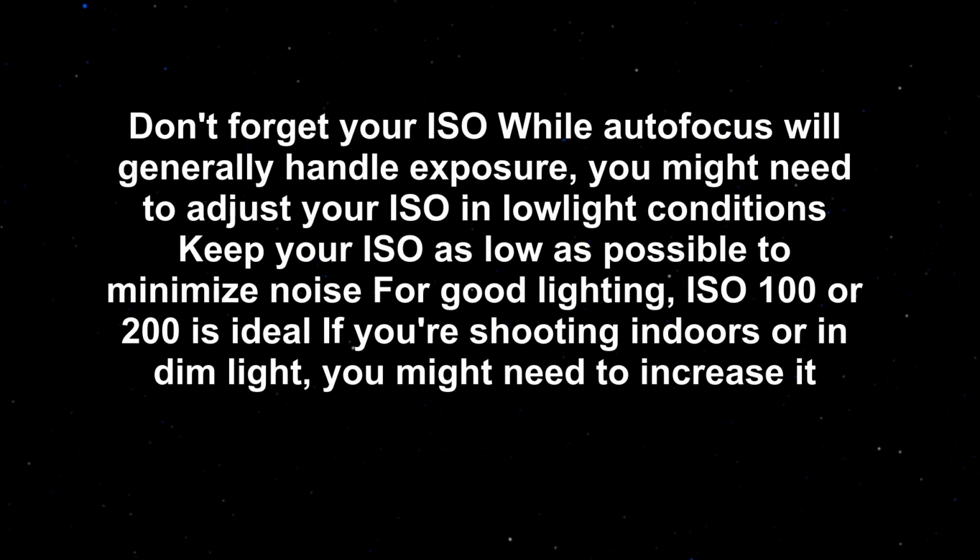Don't forget your ISO. While auto mode will generally handle exposure, you might need to adjust your ISO in low light conditions. Keep your ISO as low as possible to minimize noise for good lighting. ISO 100 or 200 is ideal. If you're shooting indoors or in dim light, you might need to increase it.